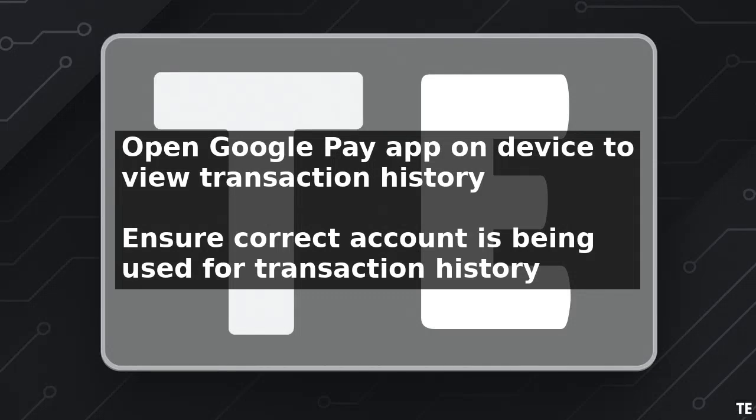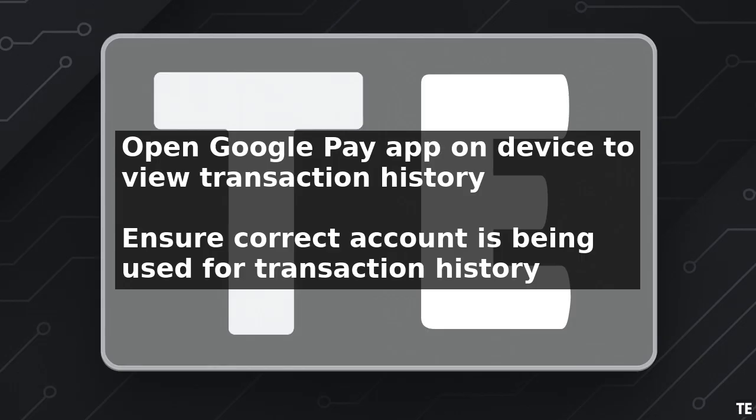To view your transaction history in Google Pay, start by opening the Google Pay app on your device. If you have multiple accounts linked to Google Pay, ensure you are using the correct account. Next, navigate to the main screen of the Google Pay app where you can see your available balance and recent transactions. Tap on the transaction you want to view details for.